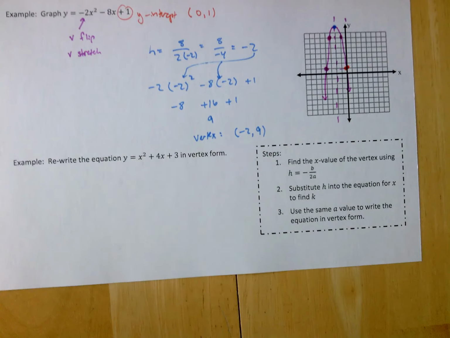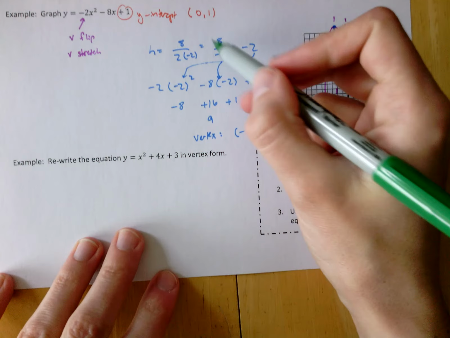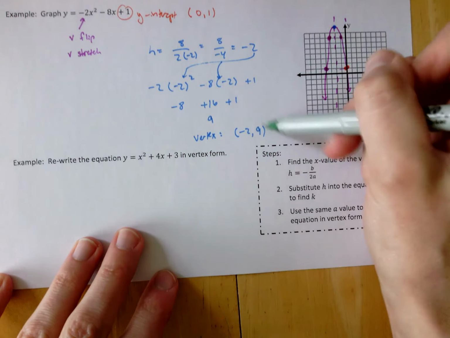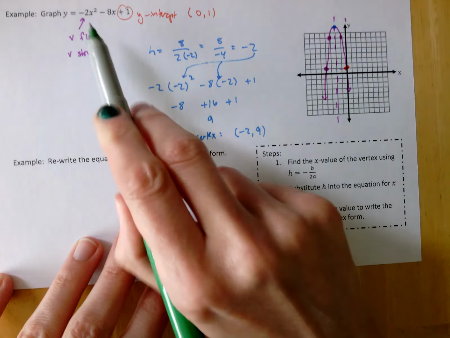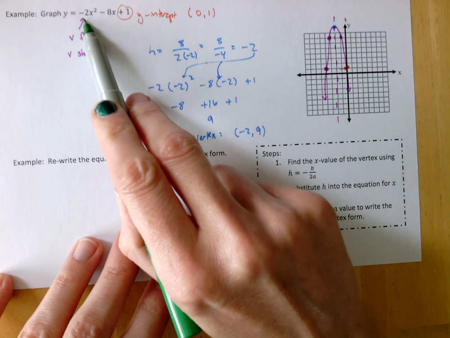All right, and then last thing, rewriting equations into vertex form. So I have an equation here in standard form, and you need to be able to write this in vertex form. Okay, so how are we going to do that? Well, basically what we're going to do is we're going to use these same steps to calculate your vertex. And then we know, we said before, that this A value is going to stay the same. So you'll have your A value and you'll have your vertex, and you can just pop that in.